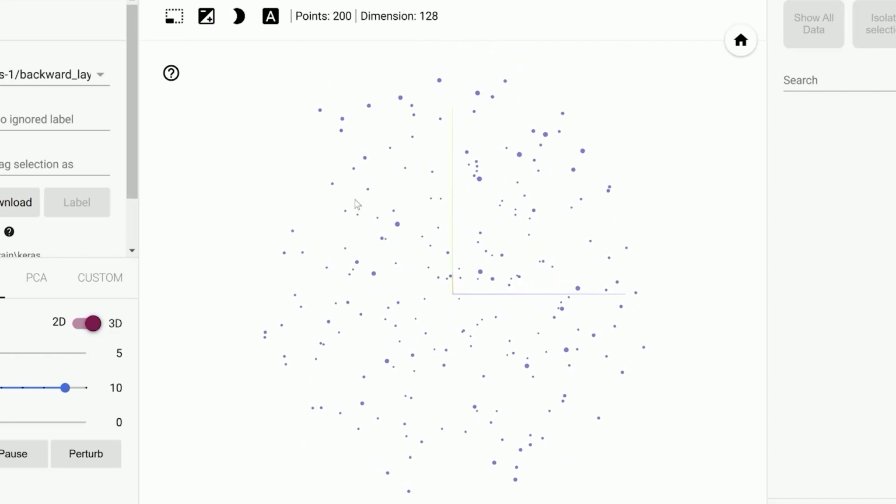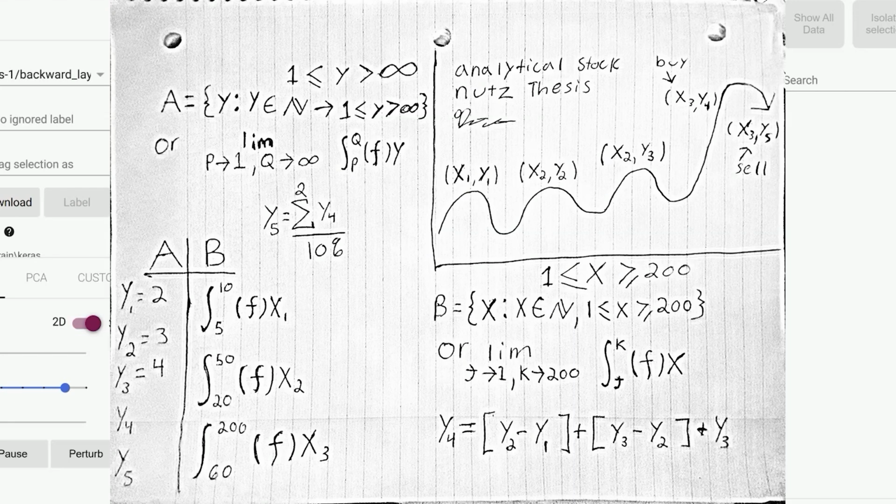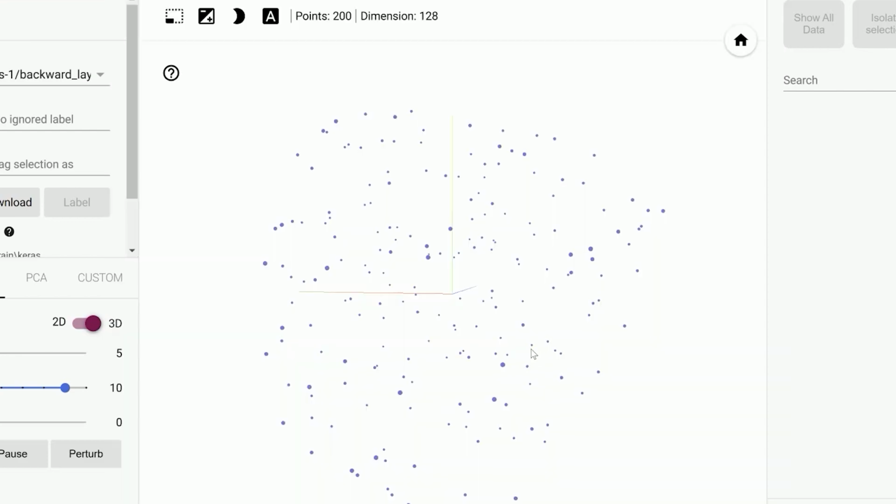And also, a few years ago, I created this algorithm. I call it the analytical stock nuts thesis. Now, basically, what I designed it to do was to do the same thing that this AI is doing, which is predict future market prices.